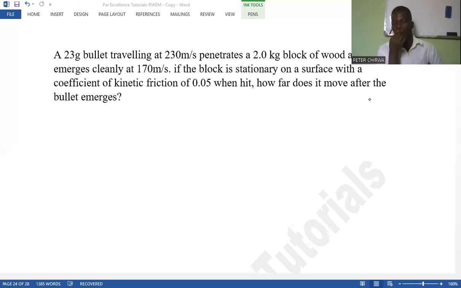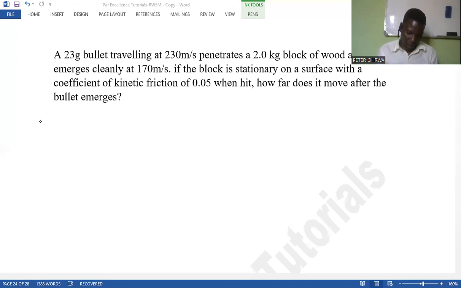We're going to approach this question using conservation of linear momentum and, of course, dynamics for the block. Then we'll be able to get what we are looking for, which is the distance, or the displacement, of the block.